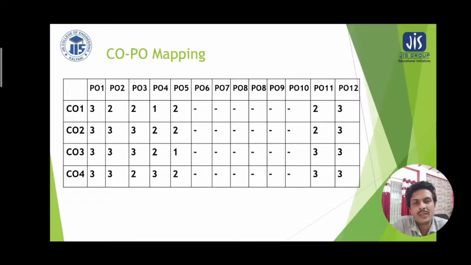And here 3 depicts the high weightage assigned for a certain mapping, and 2 means the moderate linking, and 1 stands for the least linking. And when there is no link, it is kept vacant with a dash line.